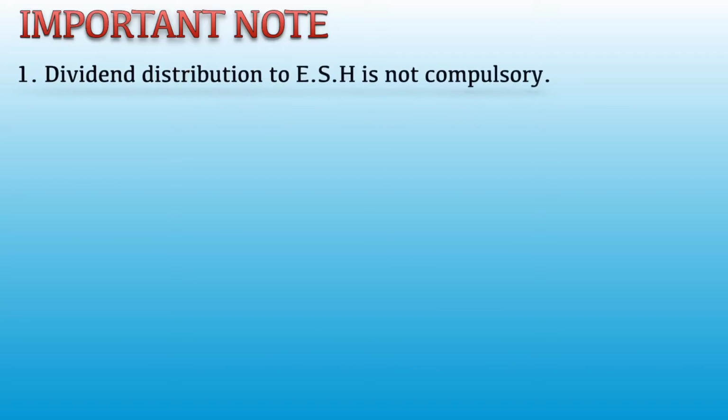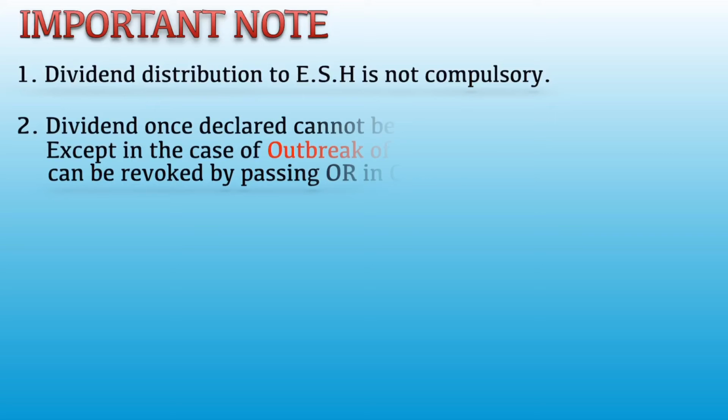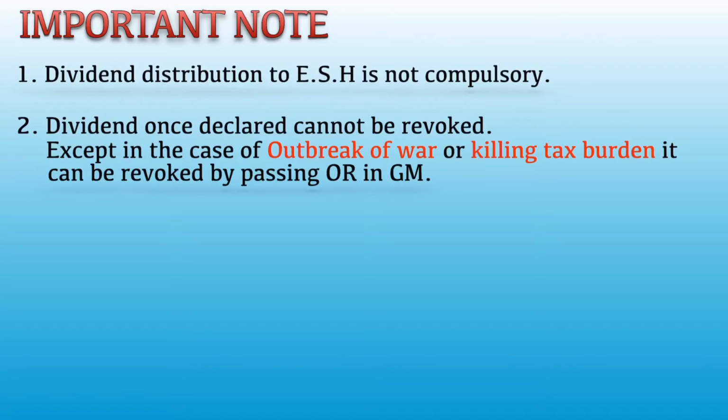Here are some important points to be noted. Number 1. Dividend distribution to equity shareholder is not compulsory. Number 2. Dividend once declared cannot be revoked. Except in the case of outbreak of war or crushing tax burden, it can be revoked by passing ordinary resolution in general meeting.